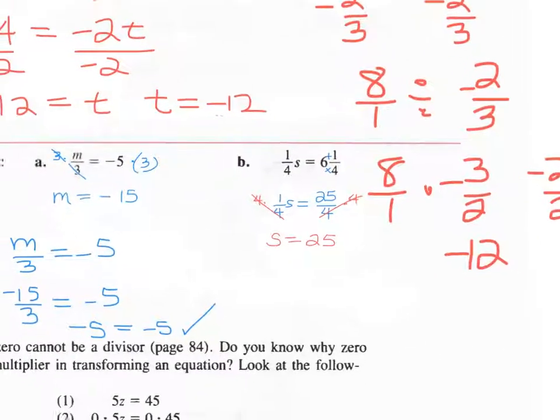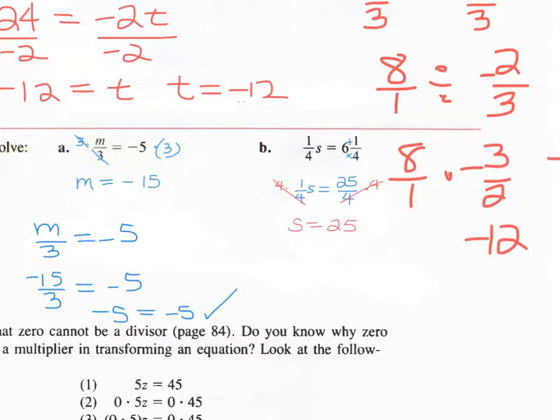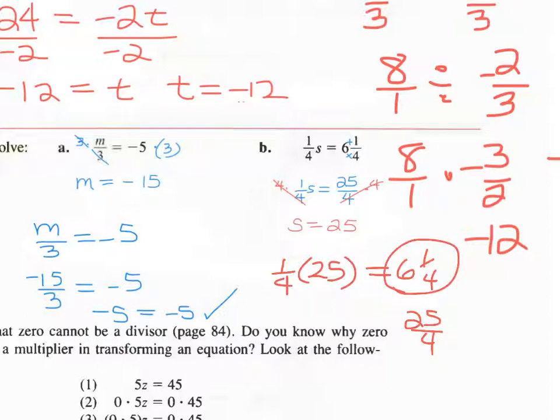And again, we could do our check. We could take 1/4, multiply that by 25, and see if it equals 6 1/4. When I multiply 25 times 4, I get 25 over 4. And if you remember what you had here as an improper fraction, it's the same thing. So it checks.